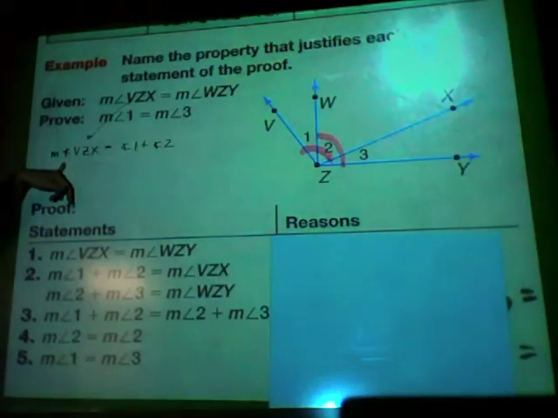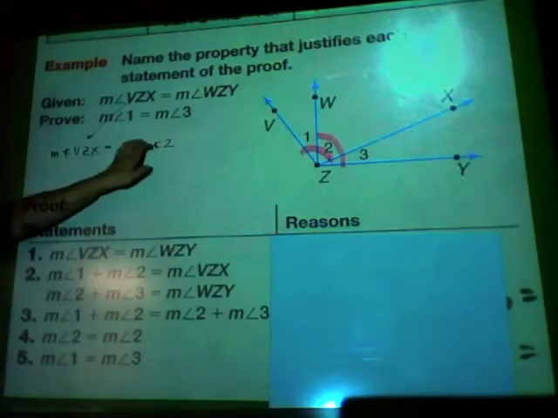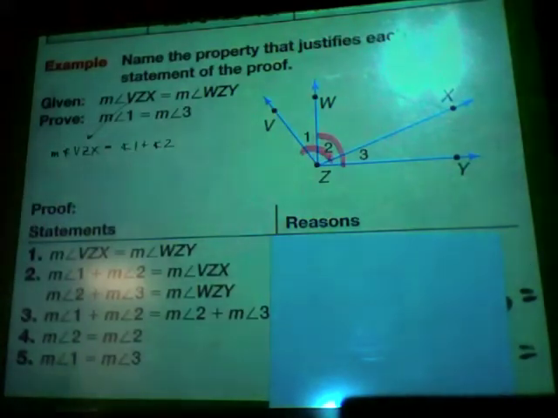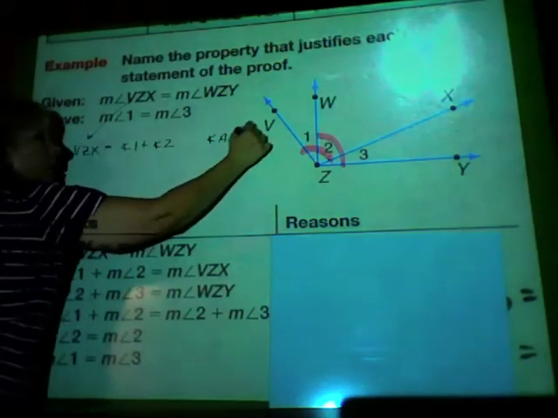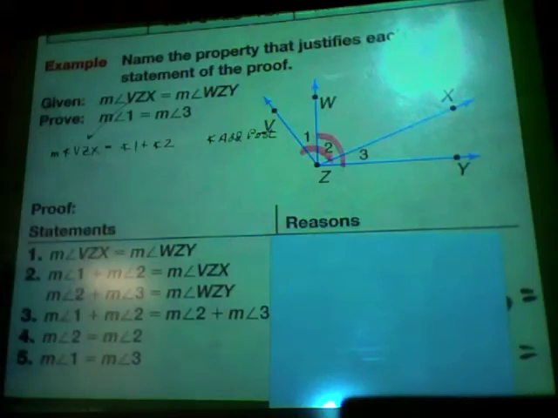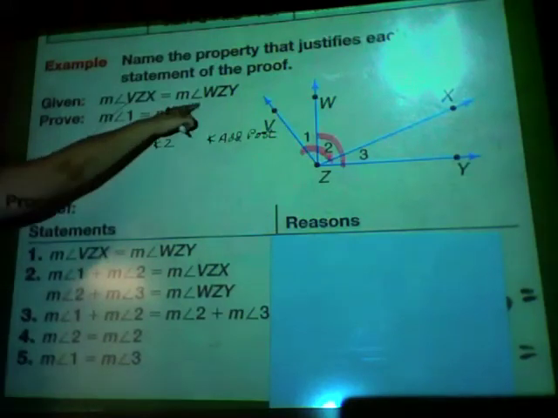If we were talking about segments, it would be the segment addition postulate, anytime two smaller pieces add up to the bigger piece. So I'm going to put over here to the side, angle addition postulate. Because I'm pre-planning, I'm going to probably use this in my proof somewhere. And same thing for this one.